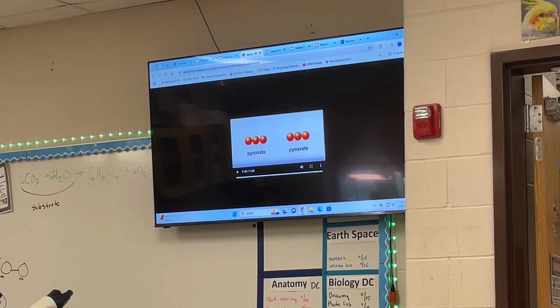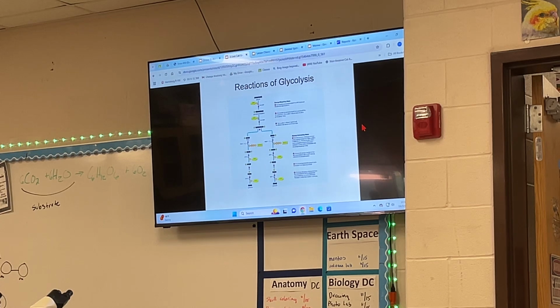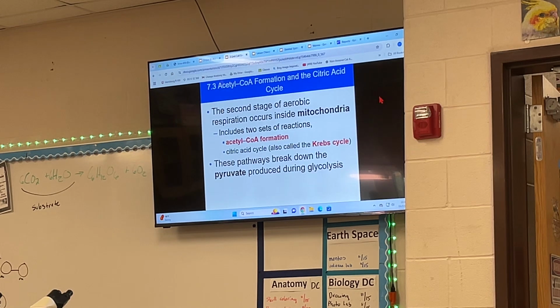So again, you don't need to know all the PEP and all that stuff. That's not what I am concerned you understand. Okay. So this shows the process step by step, what's going on. Here's where we get some ATP going in. Here's where we get some ATP coming out. Okay. Now we've got some pyruvates. That's great. But the pyruvates aren't super helpful. We've got to change it up a bit.